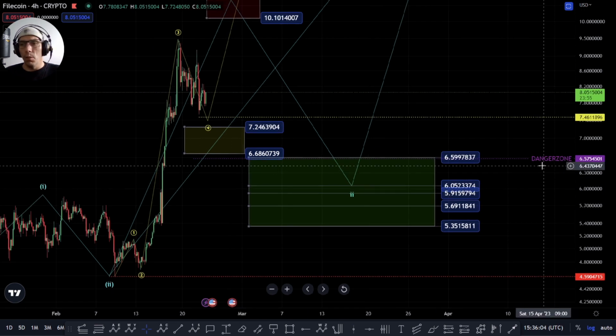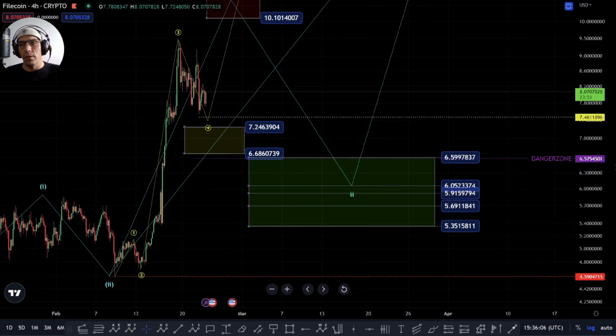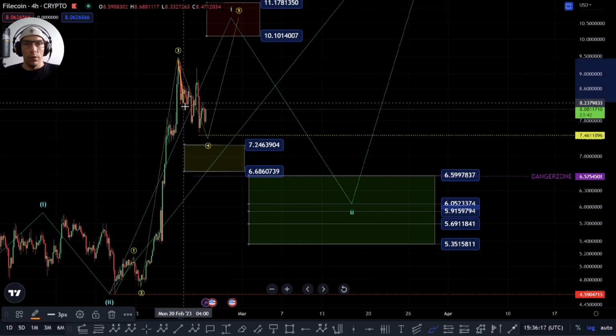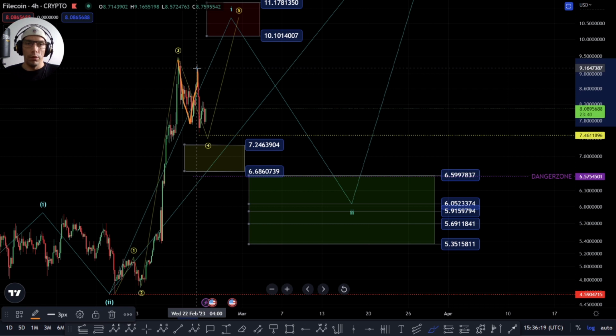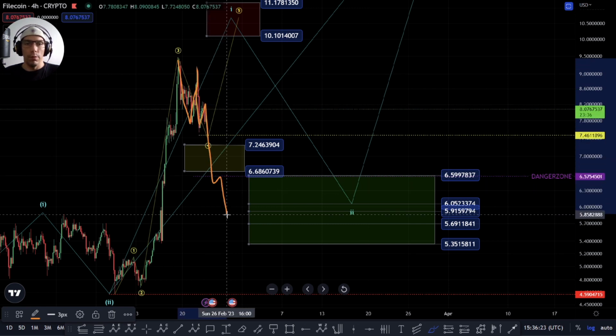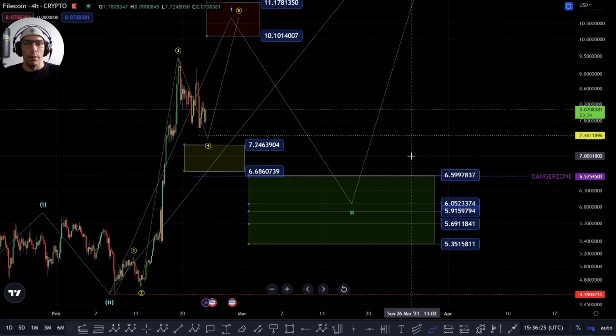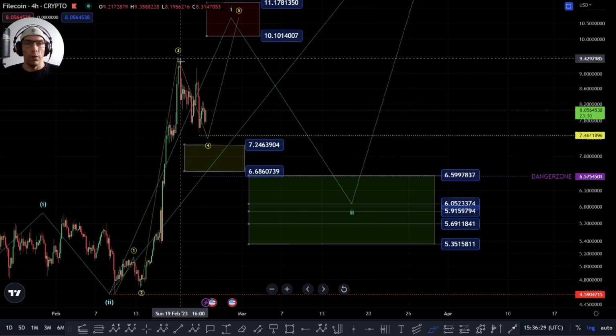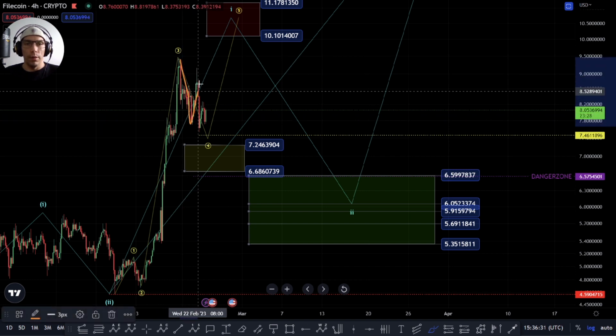So I have also marked this purple line here as danger zone because this is basically the zone where if we do start to break down below this area, we'd have to be very careful because then we could start to argue that we could potentially have this as a 1-2, this is a 1-2, and then we start to break down deeper. So this danger zone marked here is effectively the 1.618 of this move to the downside. So, we'd have to be careful at that point.